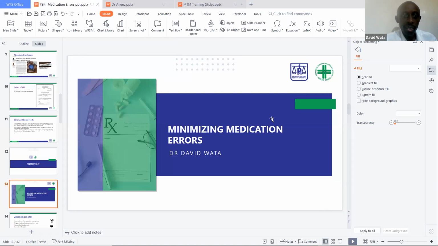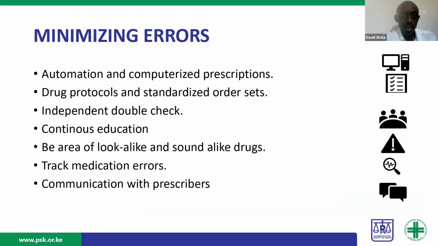So we can go to the next slide. We'll talk about minimizing errors. There are all these things you can do to minimize medication errors. I like the way Jayesh presented where all these errors can occur, but I will emphasize a few of them. As you can see on this slide, it talks about the basics: automation, standardized order sets, independent double checks, and continuous education like what we are doing today. You should be aware of lookalike and sound-alike drugs, and track medication errors and communicate with the prescribers. I'll keep coming back to this, but you can go to the next slide.